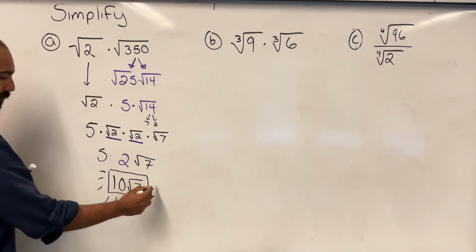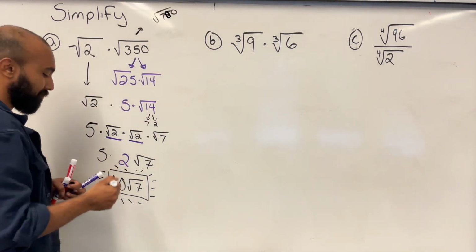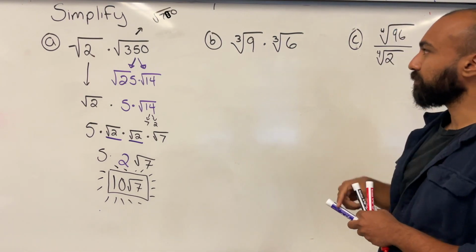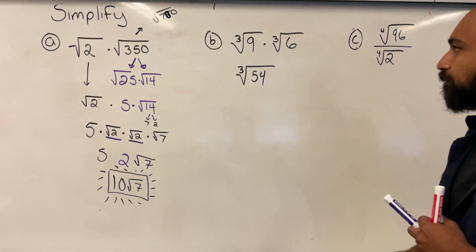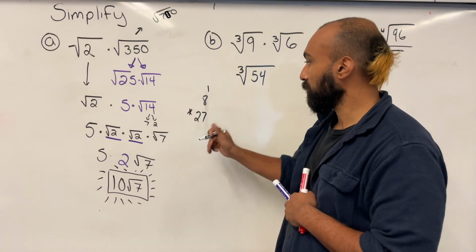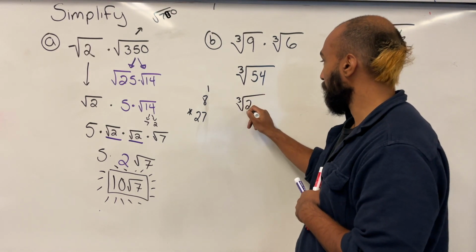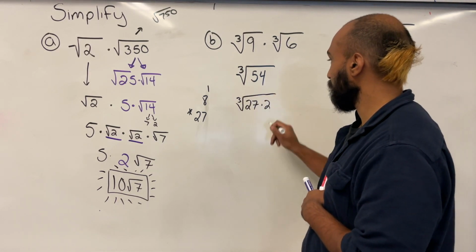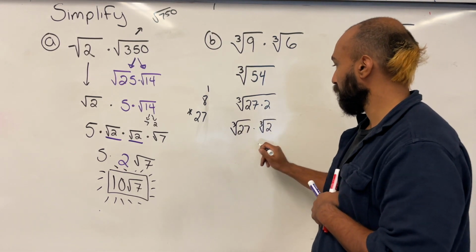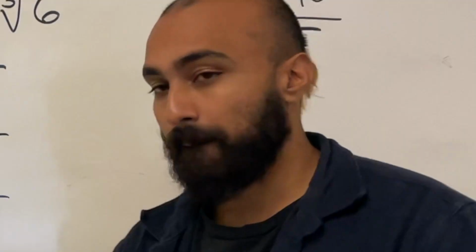I could have also started this problem by multiplying the 2 and the 350 to 700, and that would work as well to start the problem. So I'll do that here. 9 times 6, I'm going to just go ahead and call that third root of 54. Now since it's the third root, I'm going to look for perfect cubes as one method. So 27 is a perfect cube, meaning that if I break it up into 27 and 2, which is 54, then I know the cube root of 27 is 3, and I can simplify that part of it.